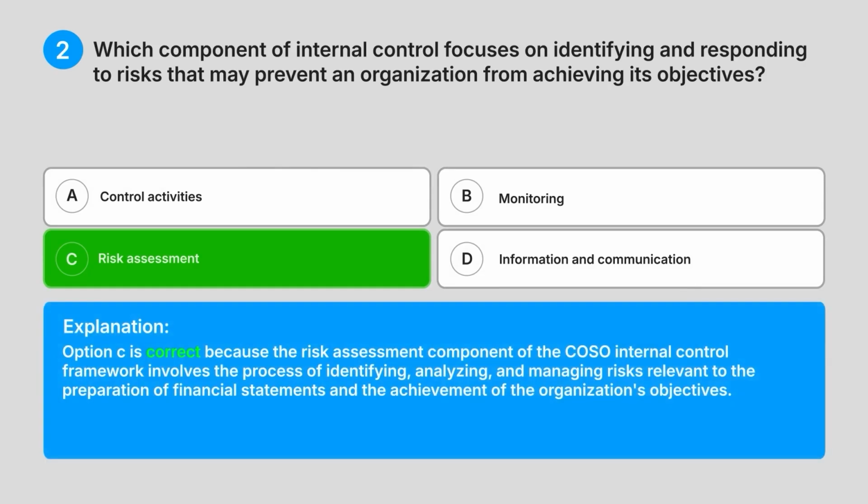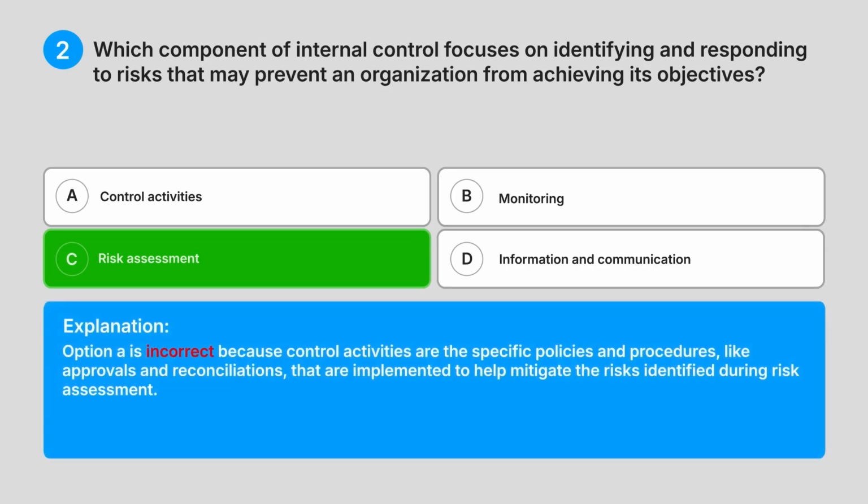Explanation: option C is correct because the risk assessment component of the COSO internal control framework involves the process of identifying, analysing, and managing risks relevant to the preparation of financial statements and the achievement of the organisation's objectives.